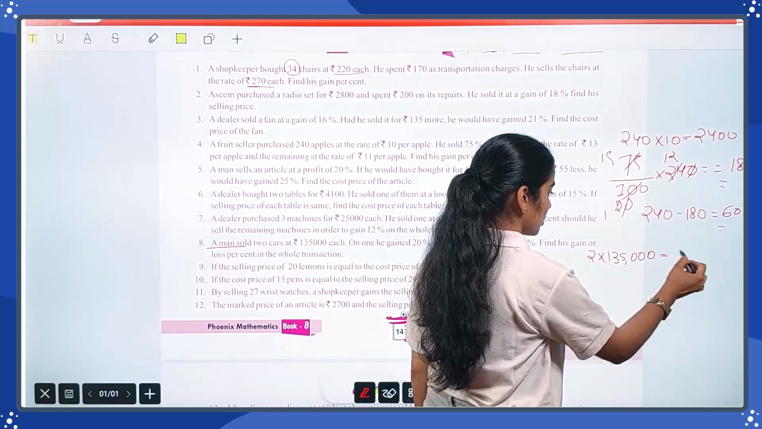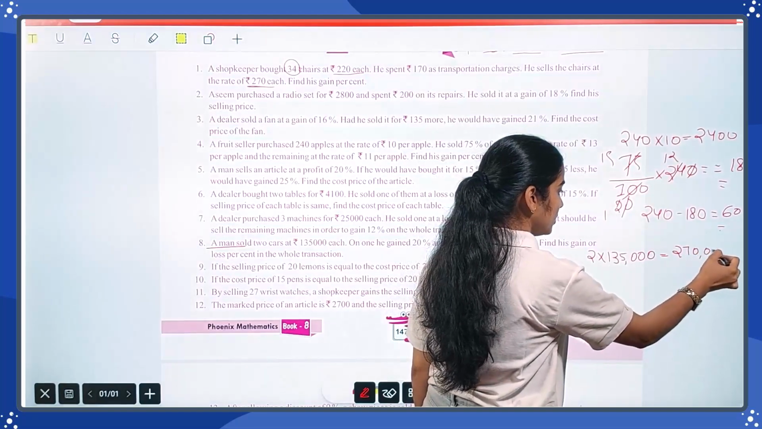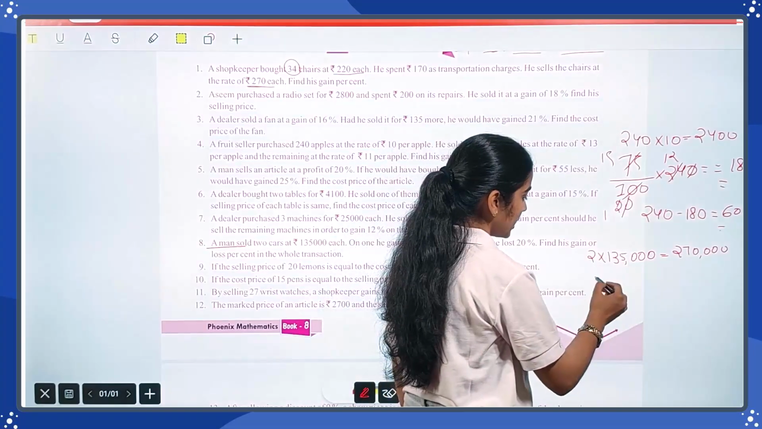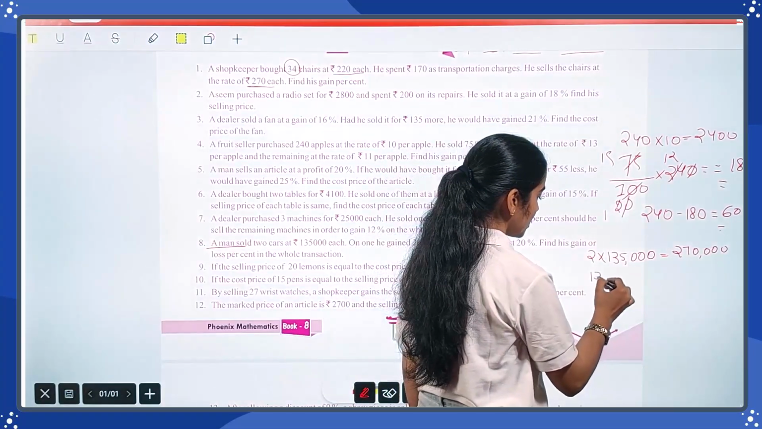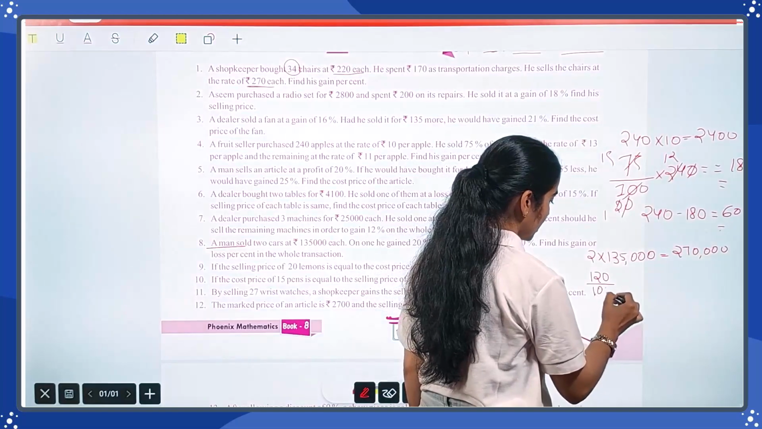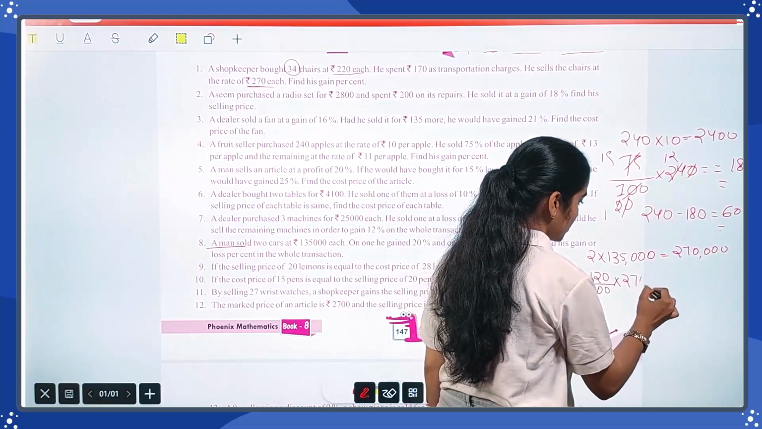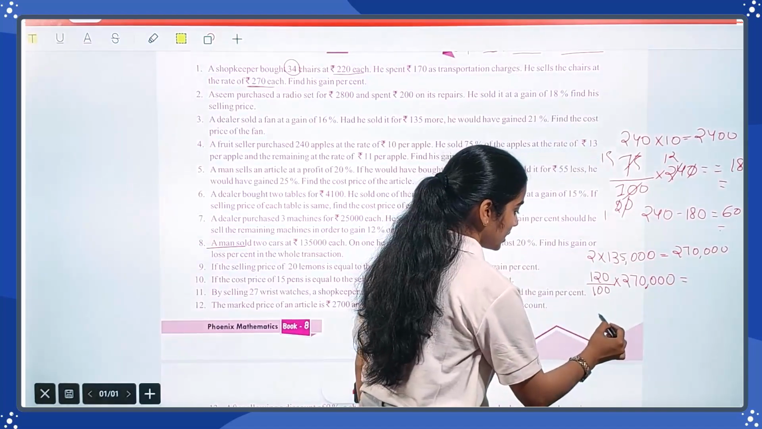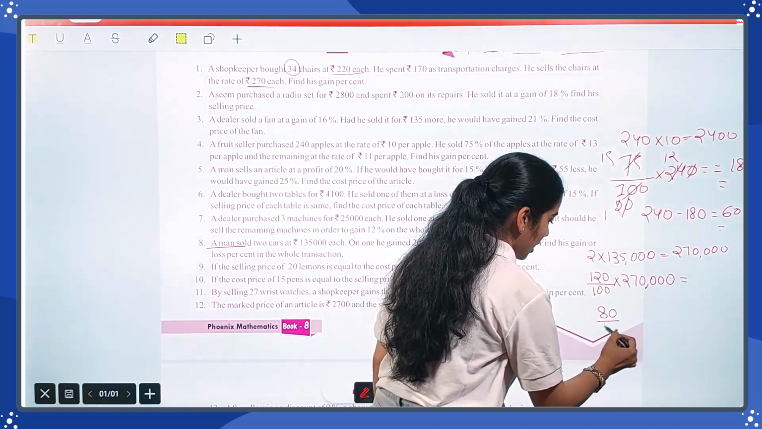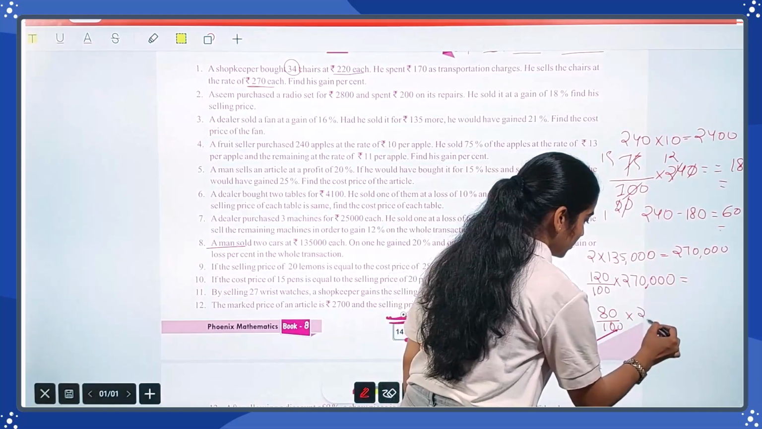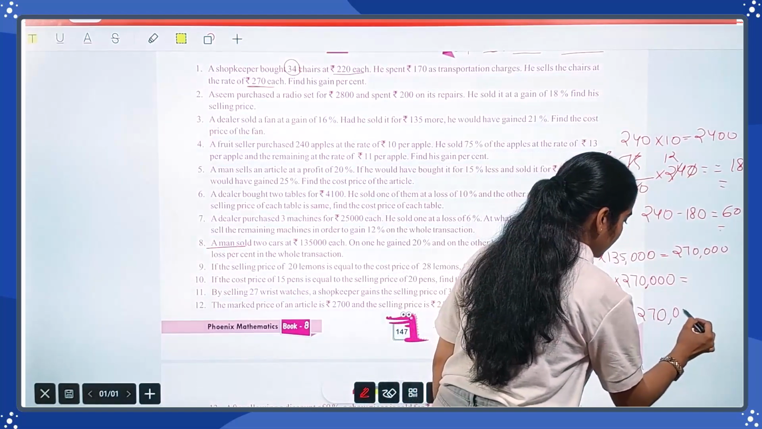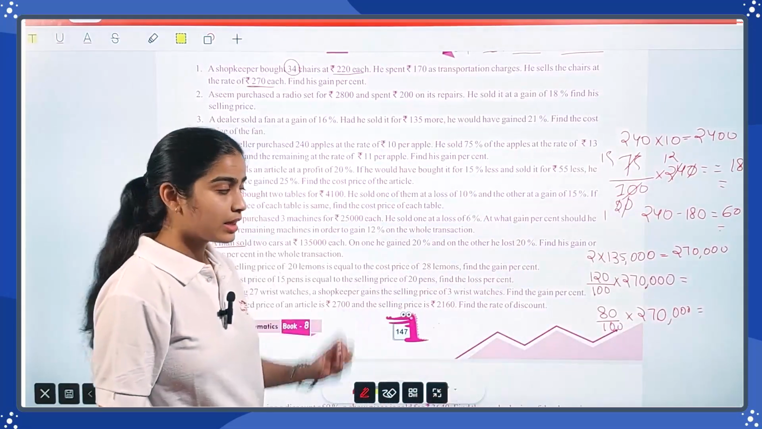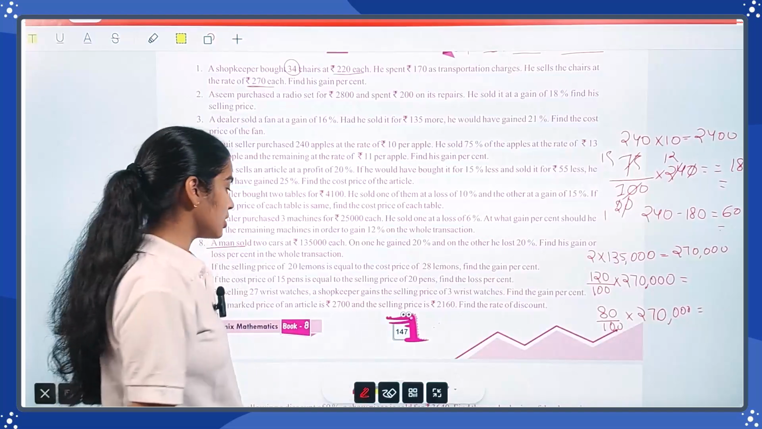So let's take first the total price of 1,35,000 each. So the total amount is 2,70,000. After this, profit of 20% means 120 upon 100 multiplied by 2,70,000, and loss means 100 minus 20, which is 80 upon 100 multiplied by 2,70,000. So with that you can calculate profit and loss. Then you have to calculate the percentage of it.